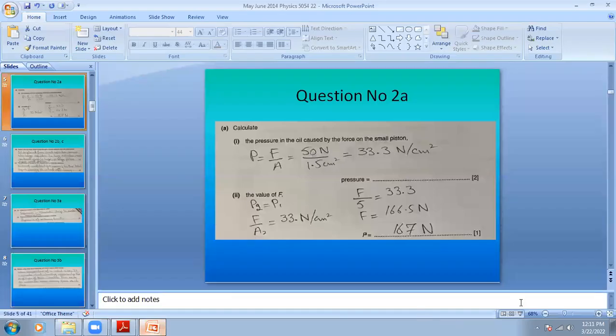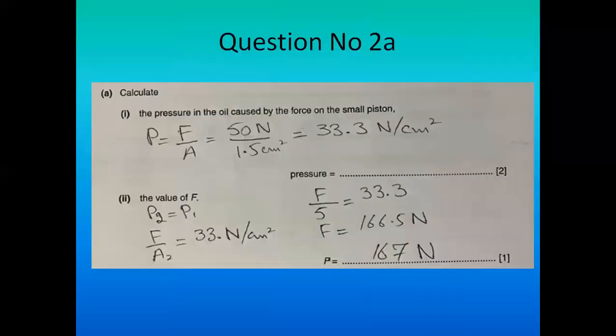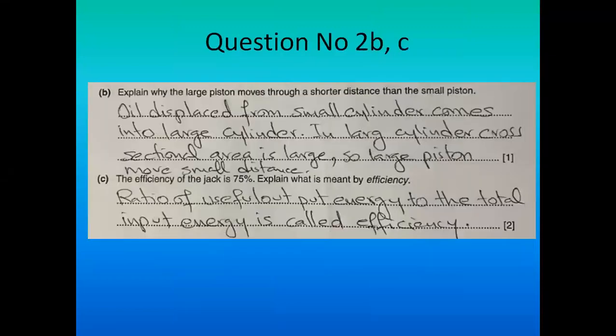Let me show you my written answer. I hope you understand the description which I gave you. Oil displaced from the small cylinder comes into the larger cylinder. In the large cylinder, the cross-sectional area is large, so the large piston moves a small distance.